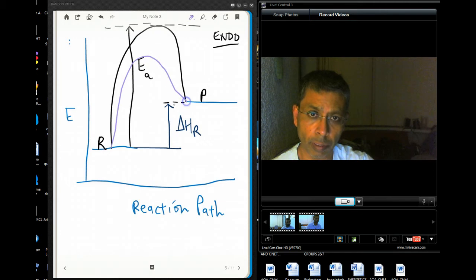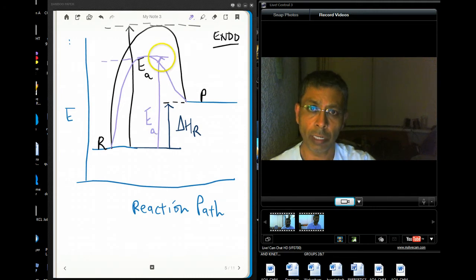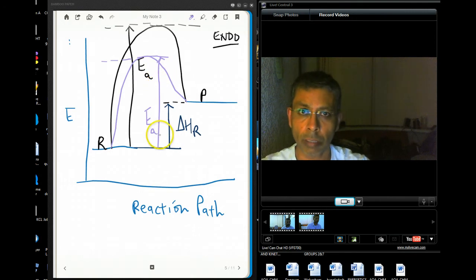Now if you add a catalyst as before, start from the same place and end up at the same place, and the activation energy has decreased. There's the activation energy. It's lowered, although it's still a lot more than an exothermic reaction would be. Right, so there we are. That's the exothermic and endothermic reaction profiles.